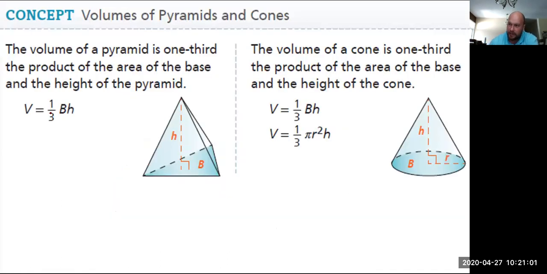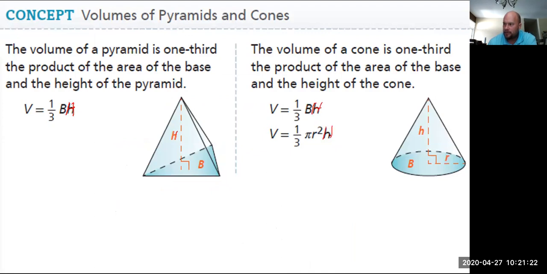Now, these are the main equations. Our book is a little bit different than the equation I posted. They used this little h. They're talking about the height of the solid, so we really should be using a capital H. So I'm going to change these 2 to capital H's. Same thing over here. I would change these to capital H's.